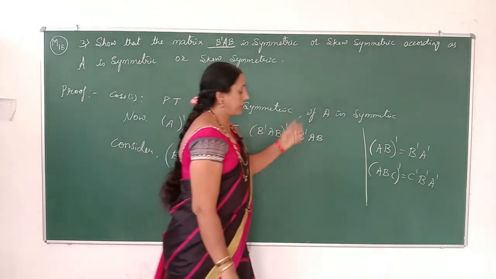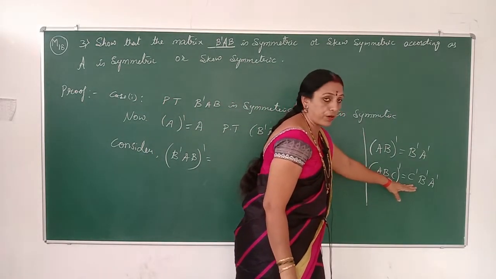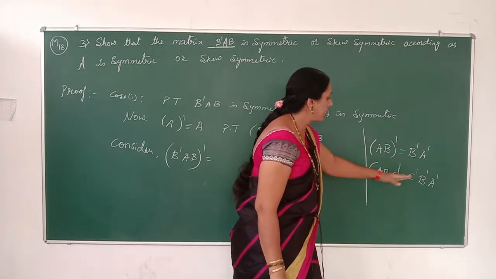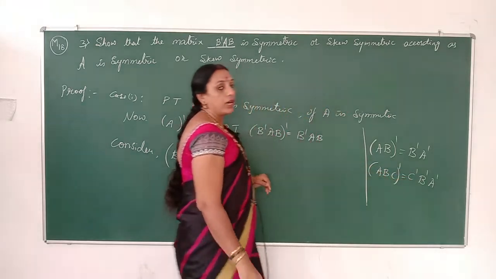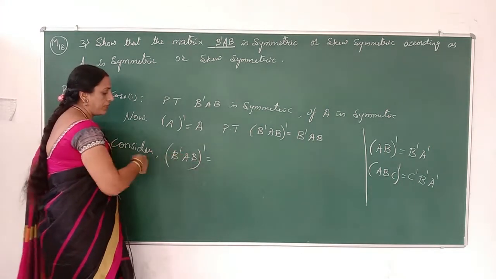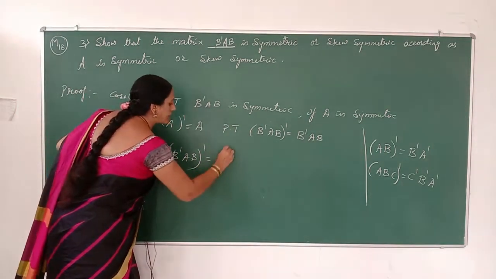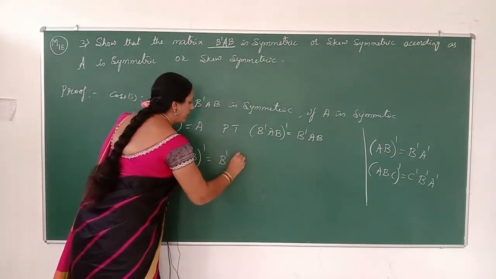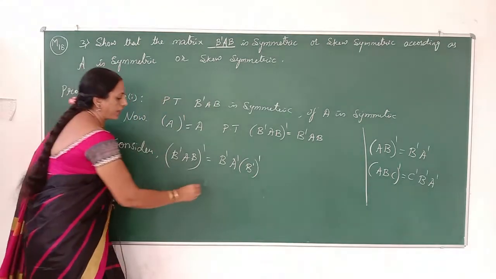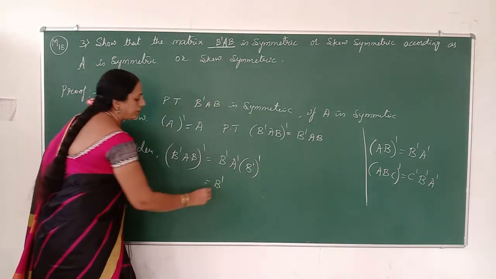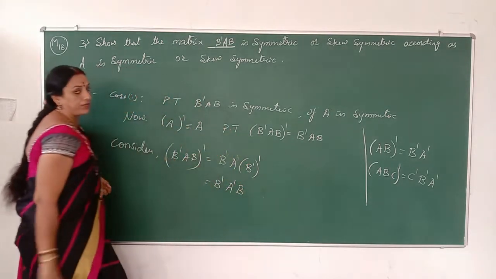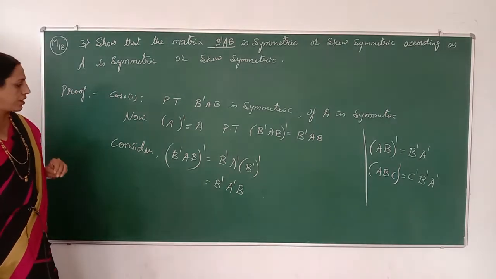In the last classes we already discussed these products. The transpose of a product of two or more matrices is always applicable in the reverse order. Similarly, here the transpose can be applied in the reverse order. One of them is B dash into A dash into B dash whole dash, which is nothing but B. You already know this property of transpose of a matrix.